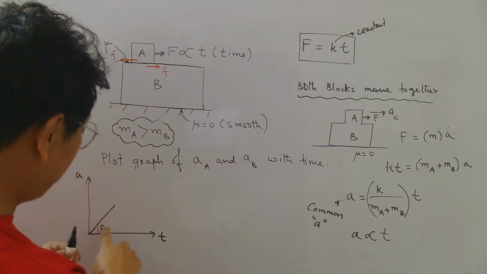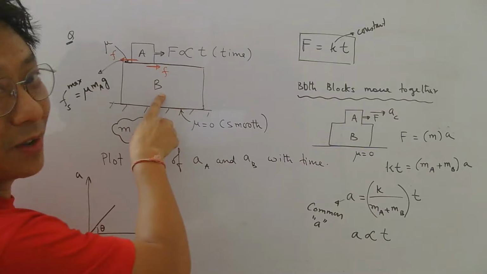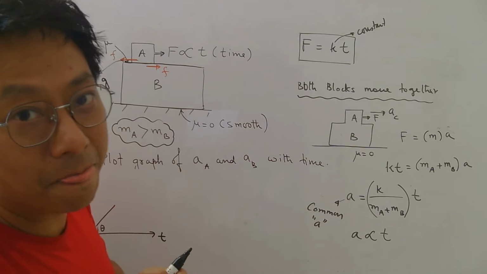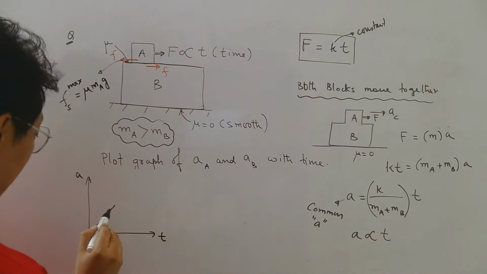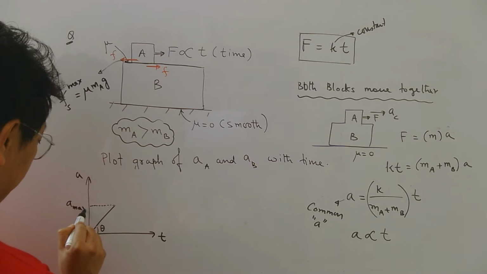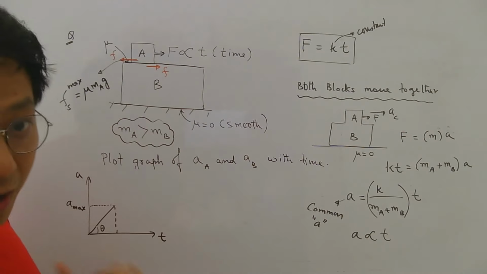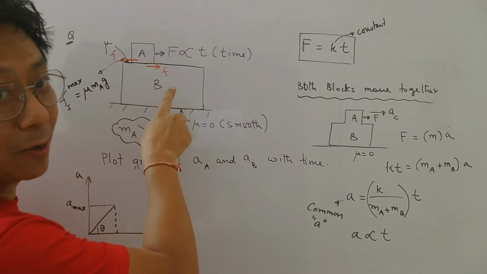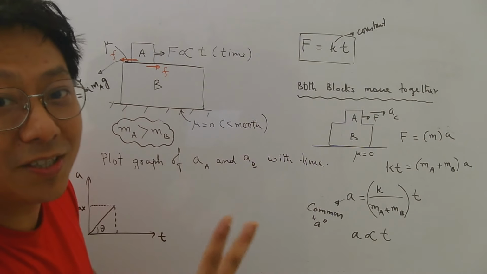So if your acceleration is too high, MA will be very high. And if MA is very high, friction will also have to be very high to provide that much MA. But friction has a max value, it can't go beyond a certain max value. So there will be a certain maximum acceleration, whose time you can easily find by putting a max here. After which these two cannot move together, because the acceleration required by this cannot be provided by this friction, because static friction has a max value.